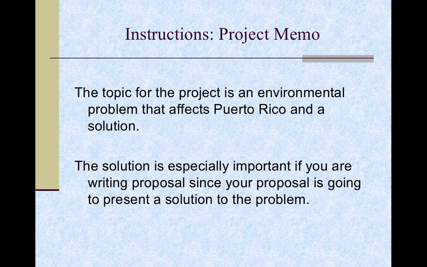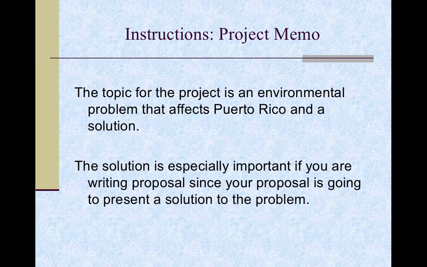The topic for your project is an environmental problem that affects Puerto Rico and a solution that you will propose for that problem. I've always chosen environmental problems because they are highly technical problems most of the time, and as a result involve using technical and scientific and technological information to a large variety of different audiences.